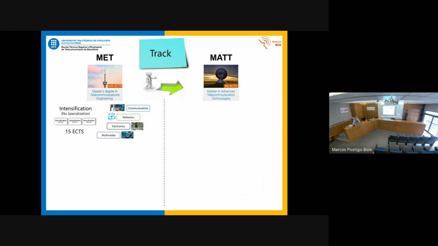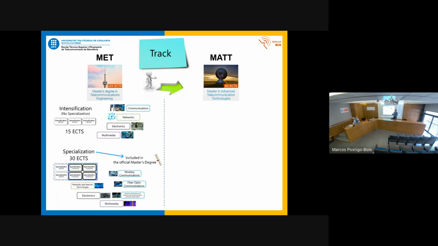In the master, you can follow an intensification. An intensification means that from the elective part of the master, you are going to take 15 ECTS of subjects from one of the intensifications that we offer in the masters. We offer the intensification in networks, in electronics, and in multimedia. Basically, you choose 3 from a pool of 9 subjects, and if you pass these subjects, you follow this intensification. And also, you have the option of following the specialization.